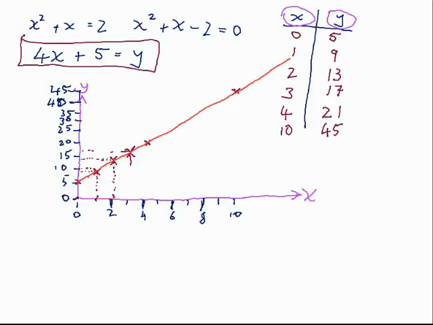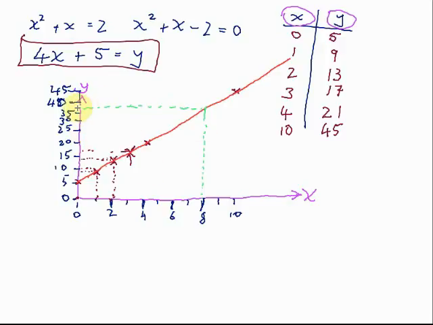For example, let's suppose we wanted to know what y is when x is 8. Well, we go along to the 8. Here's x is equal to 8 here, and then we just go up. There we are. And then let's go across. So where are we? We're somewhere between 35 and 40.